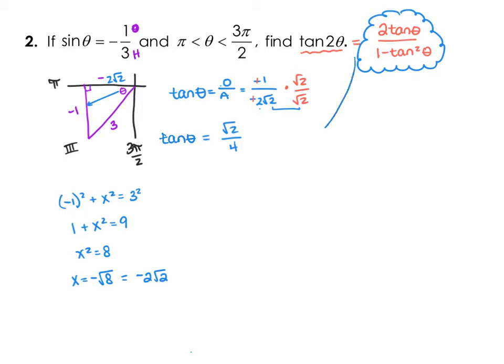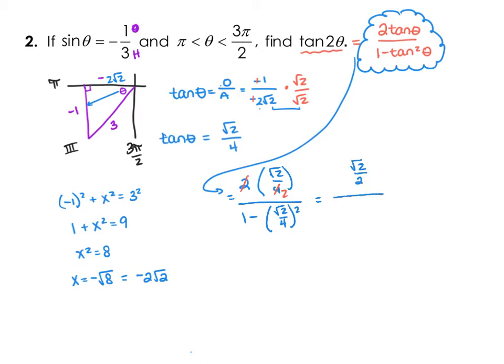So now I'm going to take this equation. I'm going to start right down here. 2 times the tangent of theta, which is the square root of 2 over 4, over 1 minus the tangent of theta, which is the square root of 2 over 4, squared. So the 2 is going to cancel with the 4. So I'm left in the numerator with the square root of 2 over 2, over 1 minus square root of 2 squared is 2, over 4 squared is 16. We can simplify that 2 over 16 down to 1 over 8.